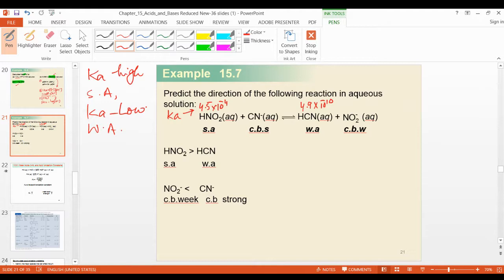So whenever an acid and base question is given in the exam, the Ka value will be given. Otherwise, how do you identify? You cannot identify. So just go through the Ka value and you identify which one is strong acid, strong base.